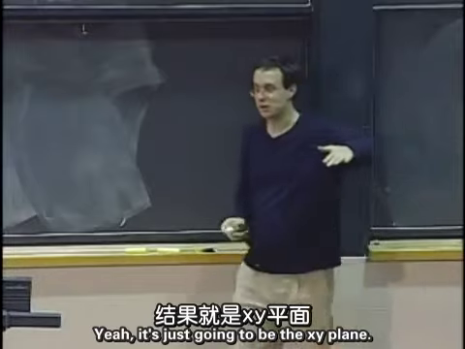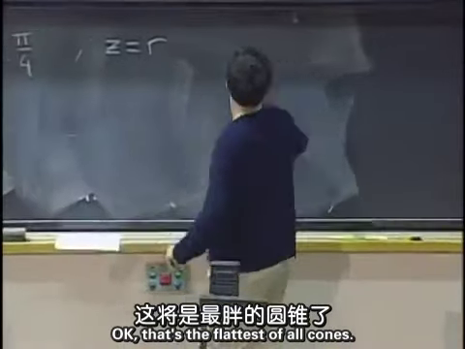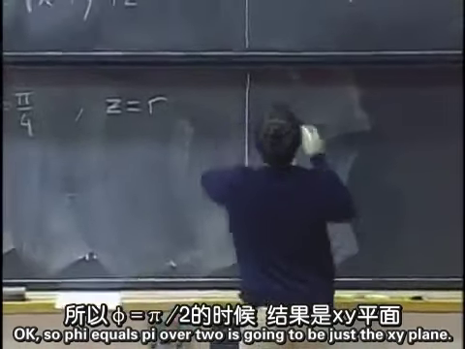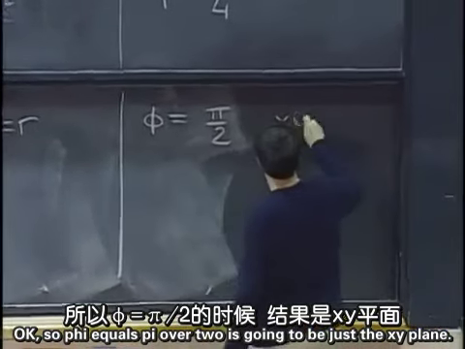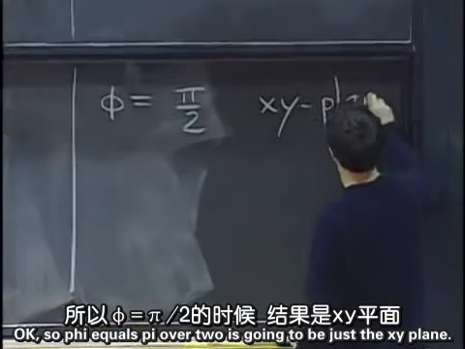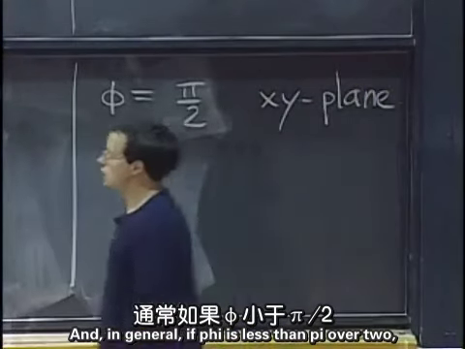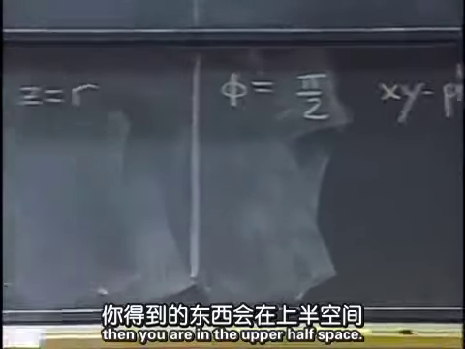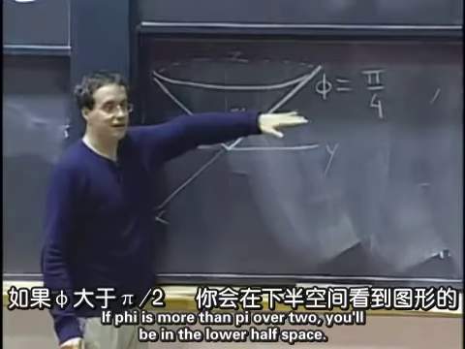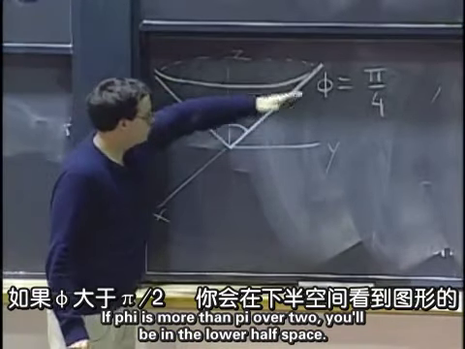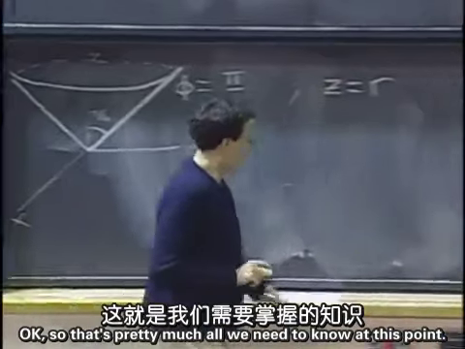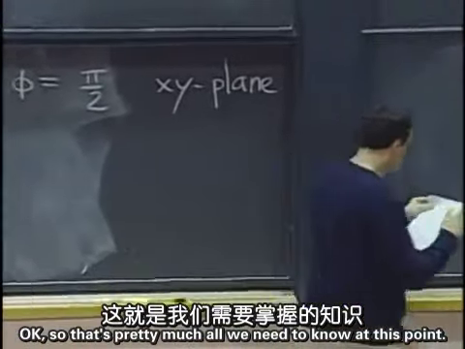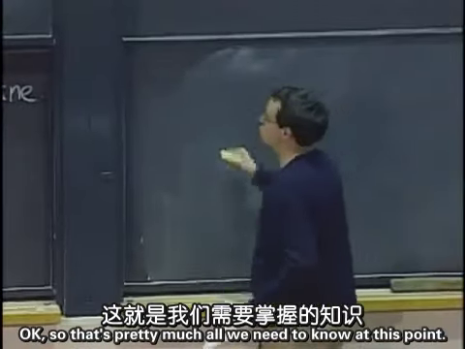Yeah, it's just going to be the xy plane. That's the flattest of all cones. So phi equals pi over 2 is going to be just the xy plane. And in general, if phi is less than pi over 2, then you're in the upper half space. If phi is more than pi over 2, you'll be in the lower half space. So that's pretty much all we need to know at this point.